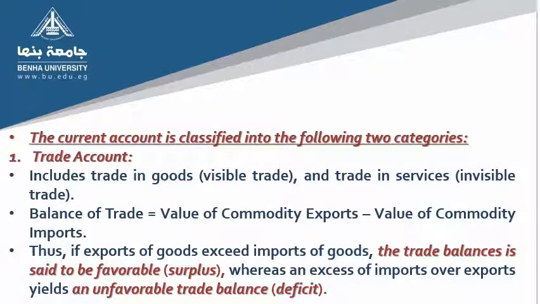The current account is classified into the following two categories. Trade account includes trade in goods, visible trade, and trade in services, invisible trade. Balance of trade equals value of commodity exports minus value of commodity imports. Thus, if exports of goods exceed imports of goods, the trade balance is said to be favorable, which means a surplus, whereas an excess of imports over exports yields an unfavorable trade balance, which is deficit.